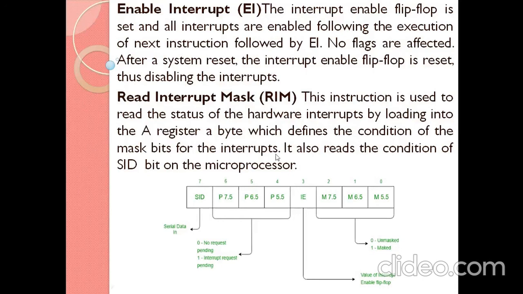The last, 8th pin, is used for serial communication. It is used to receive data. SOD is used to transmit data. SID is used to receive data. This is all about the interrupts of the 8085 microprocessor.